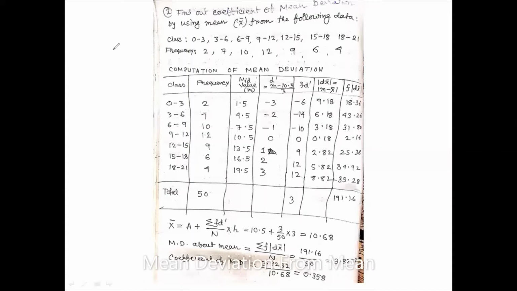So in this problem, we were discussing mean deviation when data is intervaled. How to calculate mean deviation? First we'll calculate the mid value. 0 to 3, 3 to 6, 6 to 9. So we'll be getting the mid values: 1.5, 4.5, 7.5, 10.5, 13.5, 16.5 and 19.5.